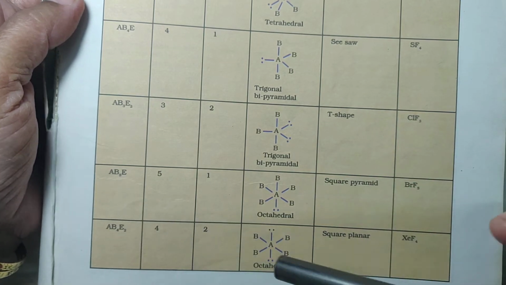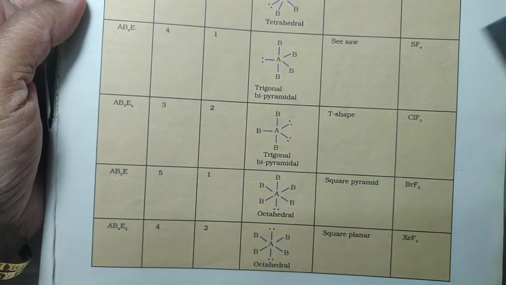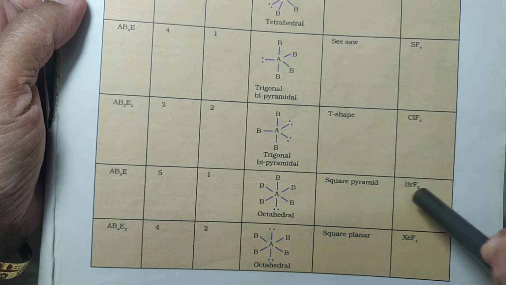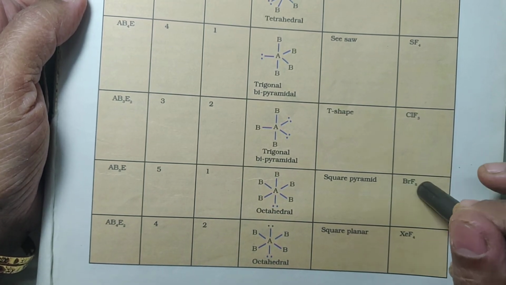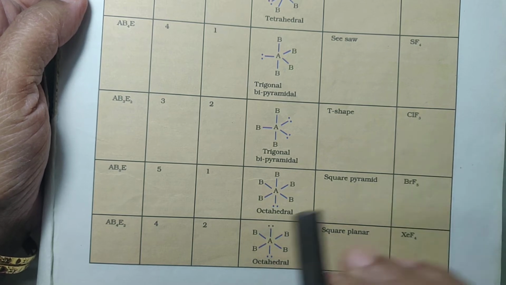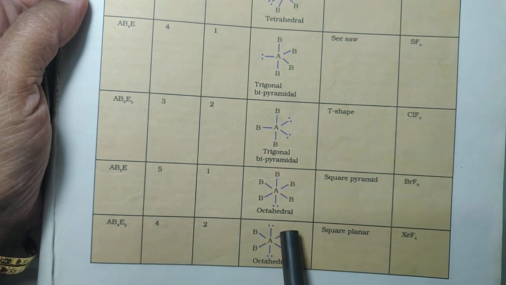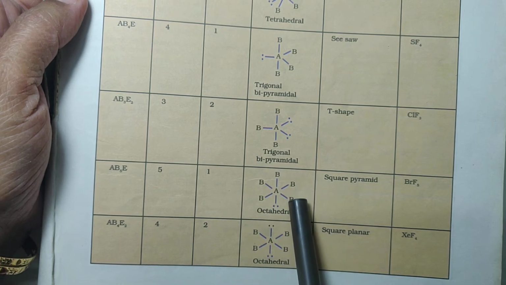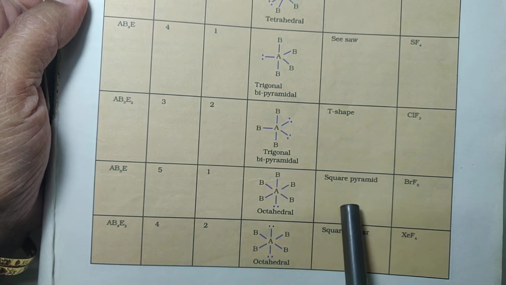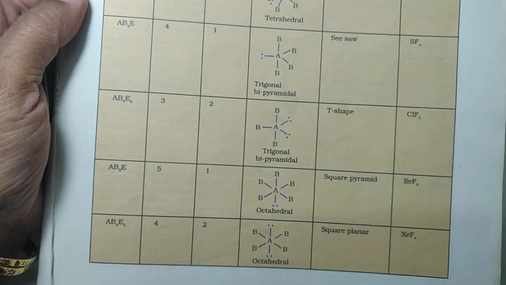Then you have AB5E, that is 5 bond pairs and 1 lone pair. The example is BrF5. Br is having 7 valence electrons. Out of the 7, 5 are in the bonded state, 1 lone pair is left, right? And that will give you octahedral geometry because basically there are 6 electron pairs and the shape is square pyramid.